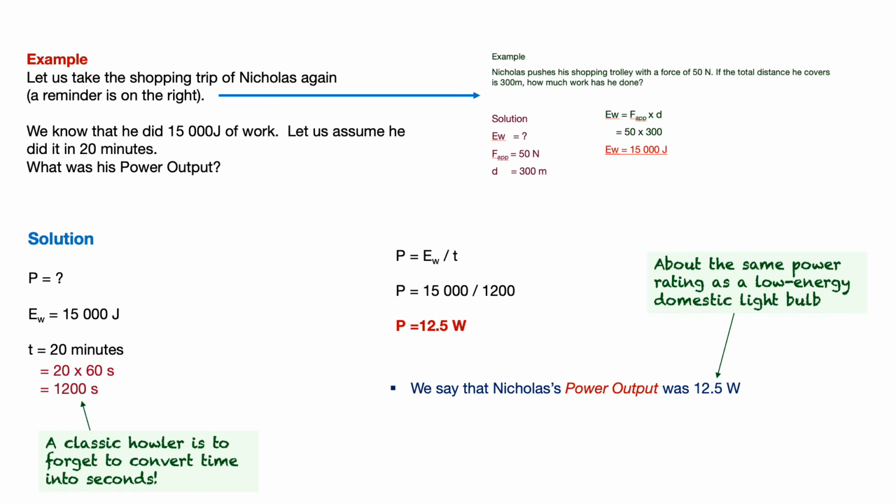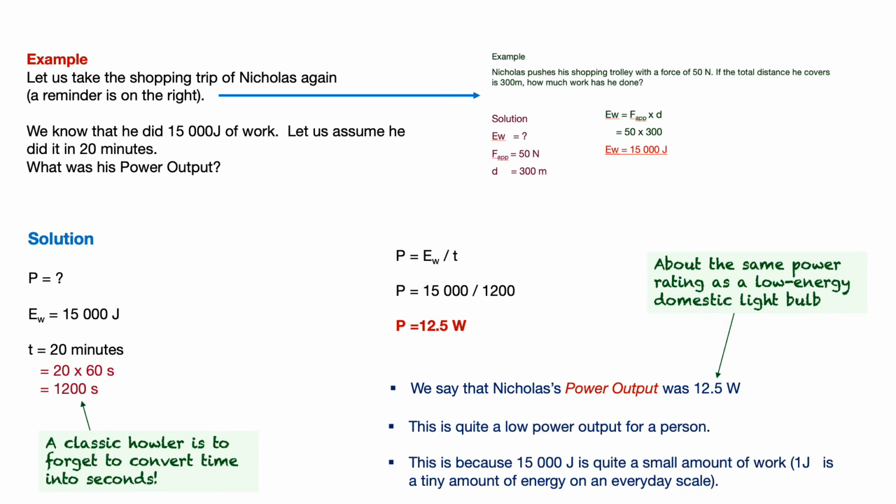12.5 watts is roughly the power output of a typical low-energy domestic light bulb. That's quite a low power output for a person. Why is that? Well, it's because 15,000 joules isn't really an awful lot of work, to be honest. 1 joule is a really tiny amount of energy on an everyday scale, and even 15,000 joules is not that much.